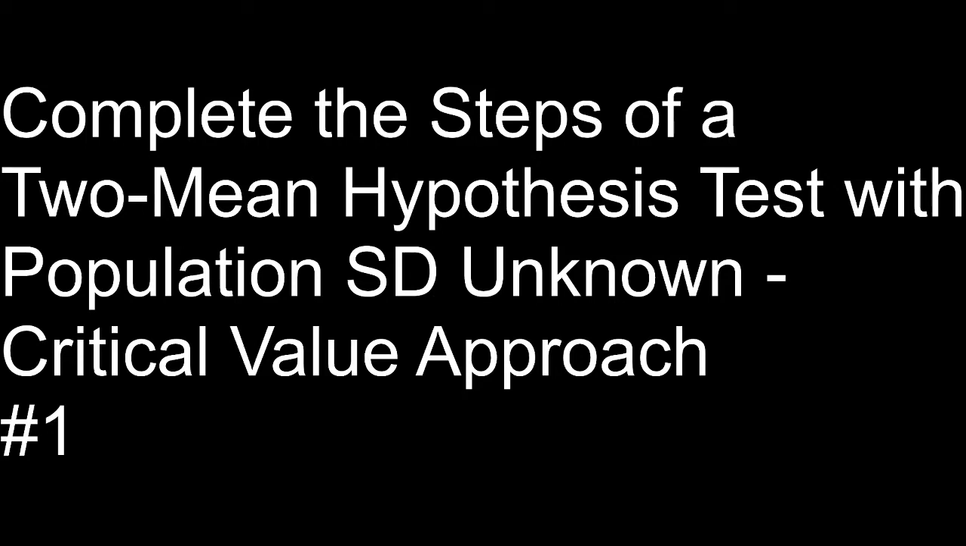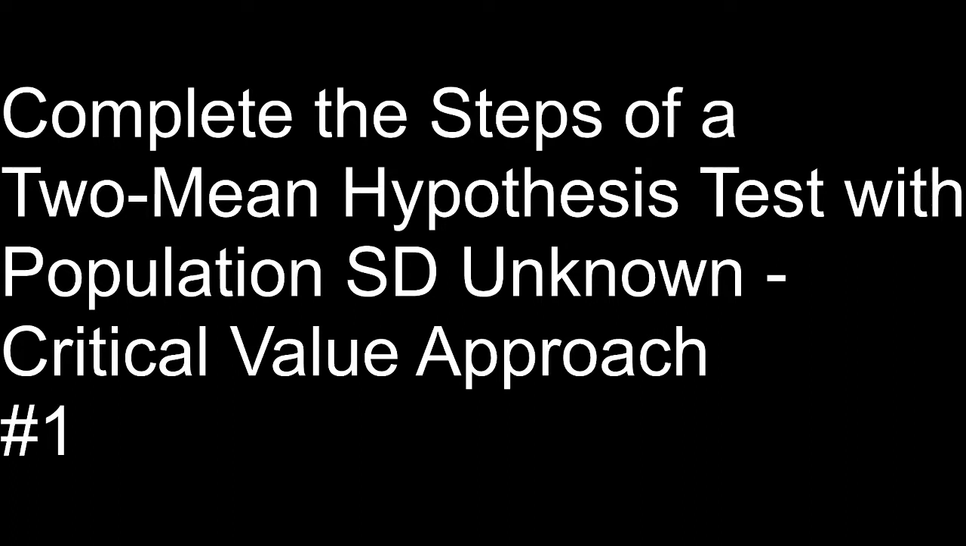This video is on the objective: complete the steps of a two-mean hypothesis test. So the difference of two population means with population standard deviations unknown. We're eventually going to be using the Student's t-distribution with so many degrees of freedom. And this is also the critical value approach.